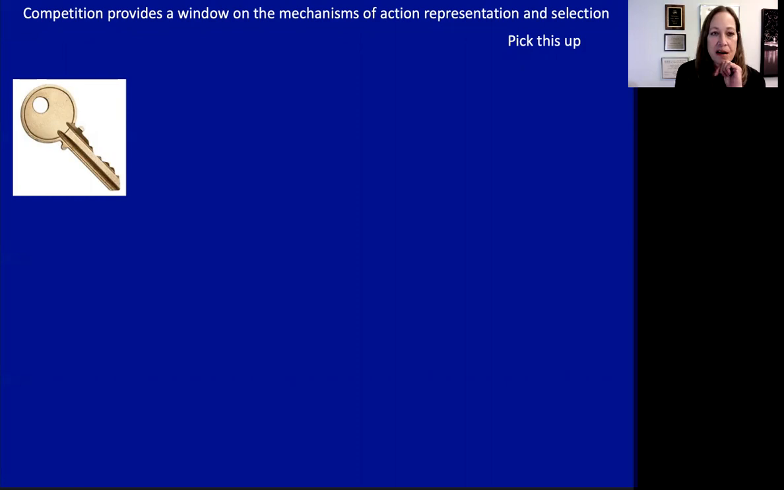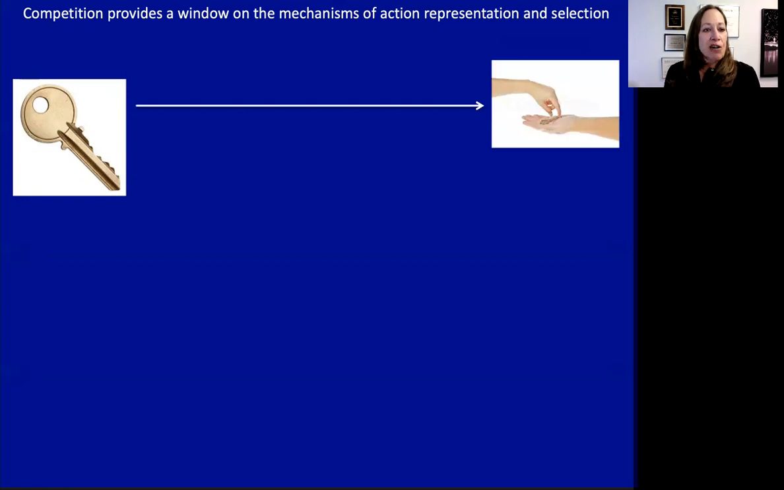So if you saw an object like this and you were asked to pick it up, even if you didn't know what it was, it was a real 3D object, you'd be able to reach out and pick up the object based on its shape and size. And we've reviewed that already.